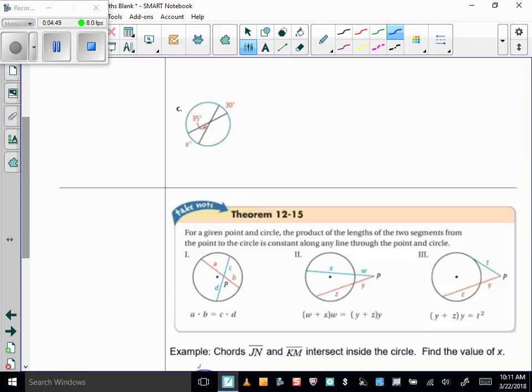Okay, in this one, the two lines are intersecting inside the circle. So pause here and do this problem and come back and check it.